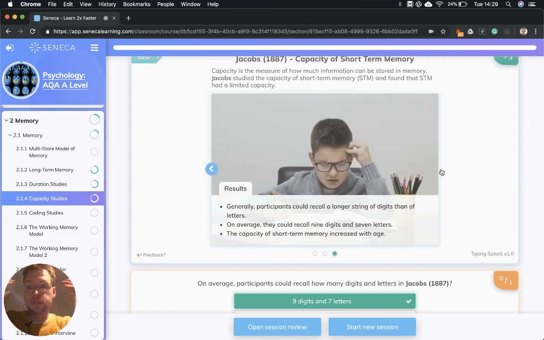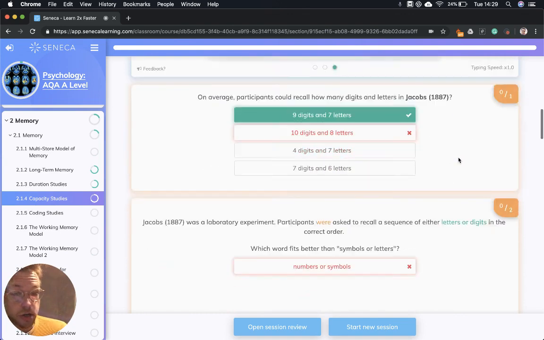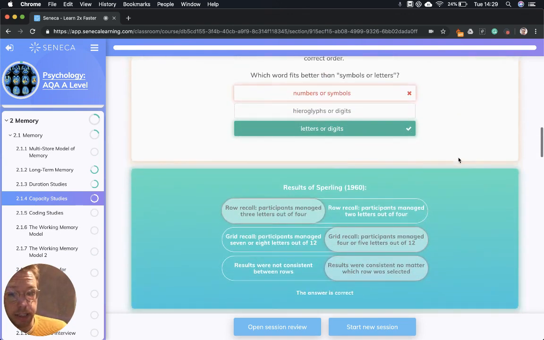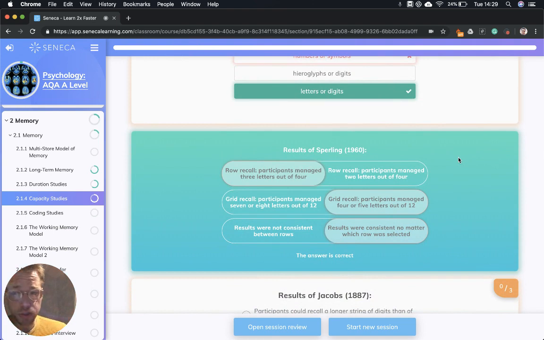Now, what were the results? So generally, participants could recall a longer string of digits than of letters. On average, they could recall 9 digits and 7 letters. The capacity of short-term memory increased with age. So those were the results of the experiment. Can you remember what they are? Can you shout them back to me? Are you excited about them?